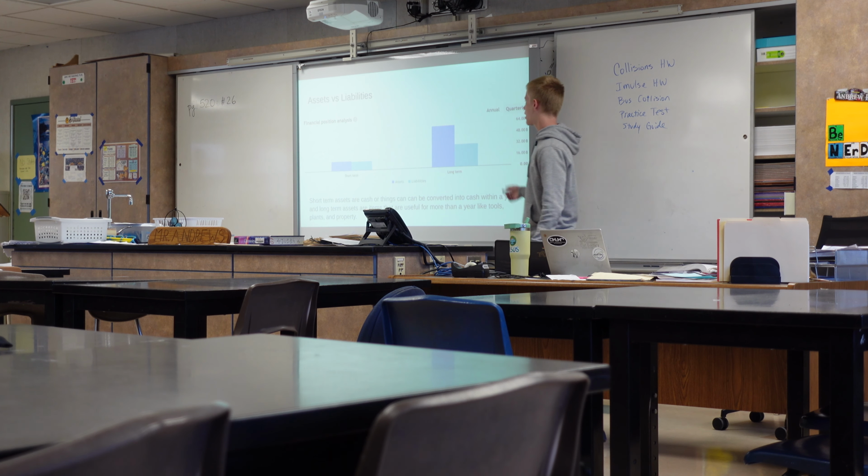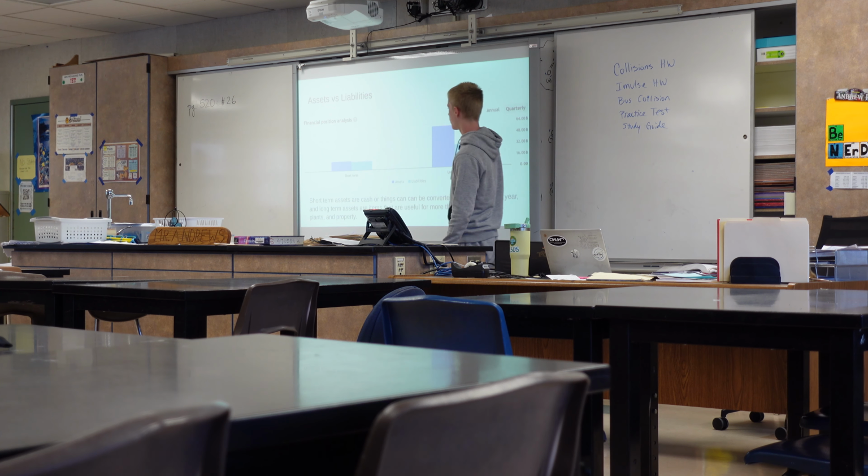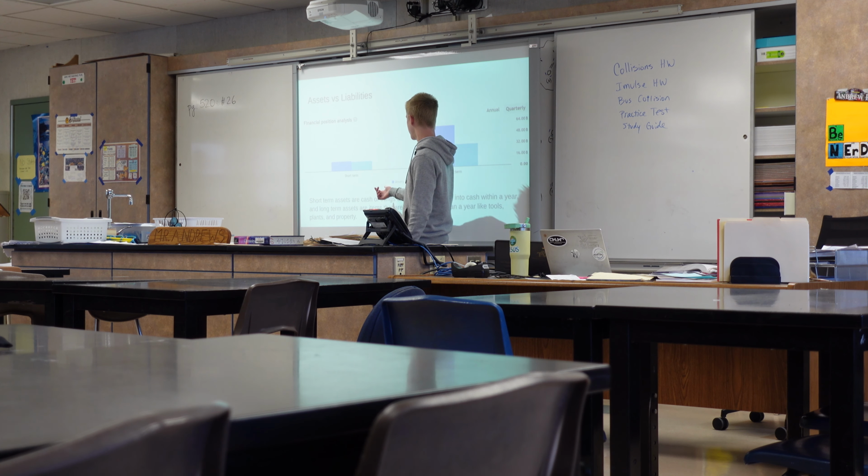Okay, now this is the assets versus liabilities of this company. So as you can see, in the short term they have more assets than liabilities, and this is a good sign because it means that they have enough assets to keep going and pay off their liabilities, which is basically debts. What's an asset and what's a liability?